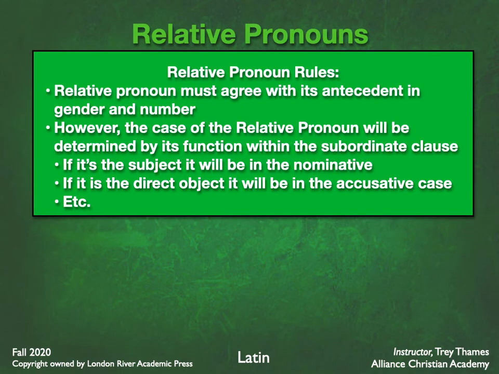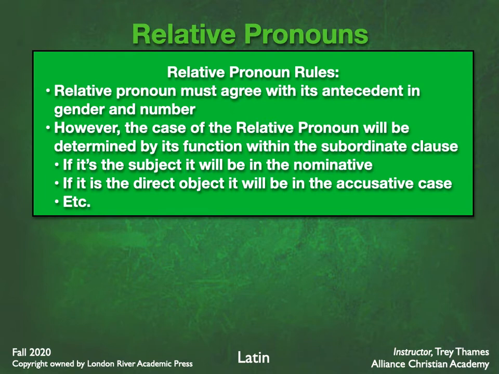Here are some rules for the relative pronoun. Number one, the relative pronoun must agree with its antecedent in gender and number. So in other words, in the previous example, the word poet is masculine and singular, then the word who needs to be a masculine singular form.